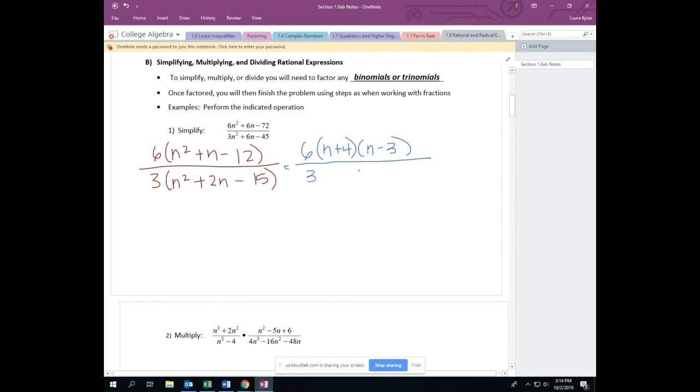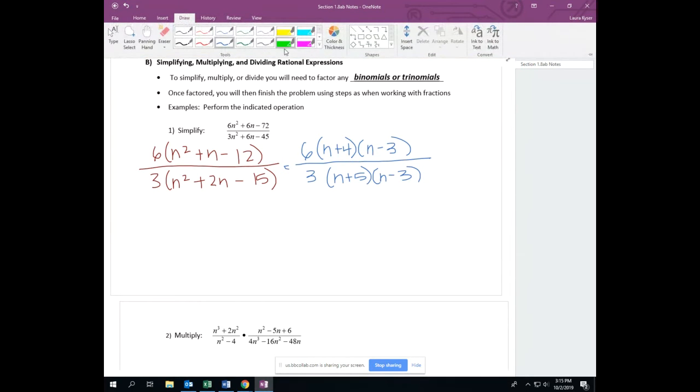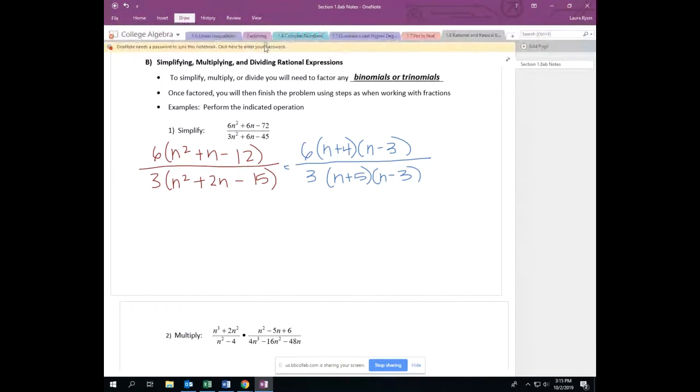On the bottom, n squared plus 2n minus 15 factors into n plus 5, n minus 3. Remember, the order that you put these things in doesn't matter. Typically, we put the monomials out front, but the binomial stuff doesn't make a difference. So this is complete factored form.